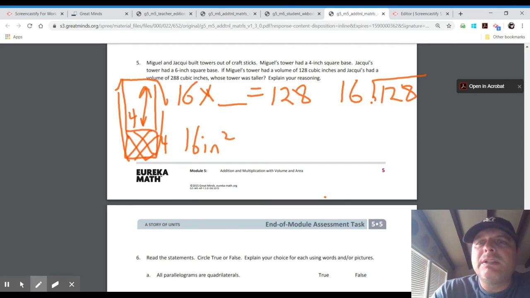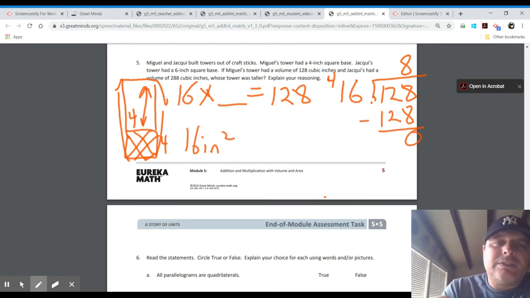8 times 6. Let's try 8. 8 times 6 is 48, and that's why I did that, because I know that 8 times 6 is 48. And I'll put a 4 there. And 8 times 1 is 8, plus 4 is 9, 10, 11, 12. So 128. And we're at 0. So this would have to be 8 inches.